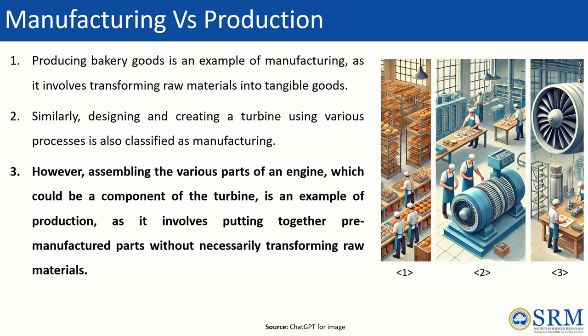Coming to the examples of manufacturing and production, let us consider baking bread, which involves converting ingredients into a finished product, which is manufacturing. Similarly, producing a turbine involves multiple manufacturing processes. In contrast, assembling pre-manufactured engine components is considered production because it mainly involves combining existing parts without substantial material transformation.